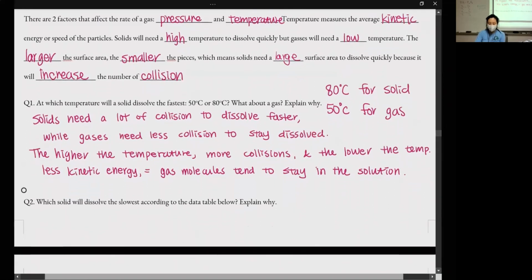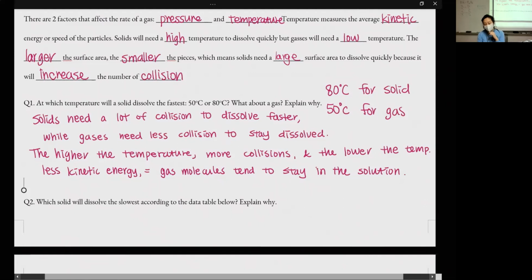Or let me briefly explain this part. Okay, so solid is really different from gas. Gas is a phase where the particles move really, really fast. Solid is like the opposite of gas. So in order to dissolve a solid, you want to have a high or large number of collisions, but gas behaves the opposite way. So gas wants to escape the solution.